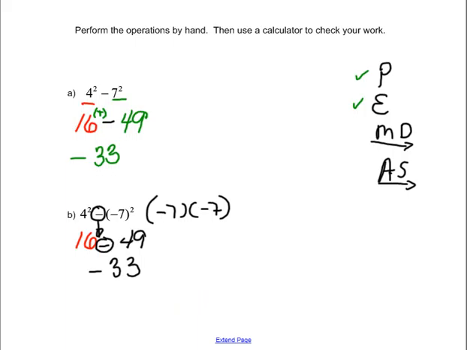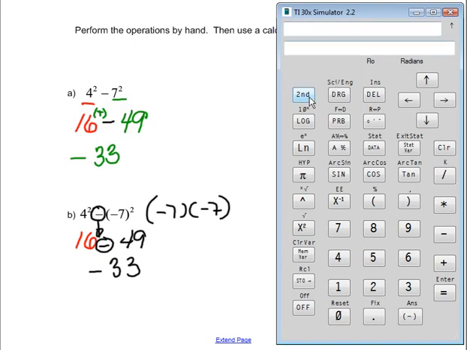So let's pull up our calculator to check our work. Our first problem, we had 4 squared. Because I have 4 raised to the second power, your calculator has something used just for squaring things. We can use this button as well, which is for other exponents, but if you have something that's just being squared, go ahead and just use the squared button here. So 4 squared minus 7 squared, and that's going to equal negative 33, just like we thought.